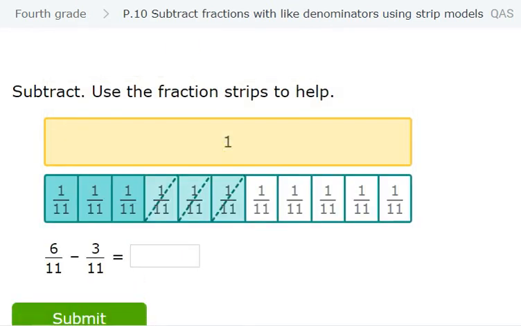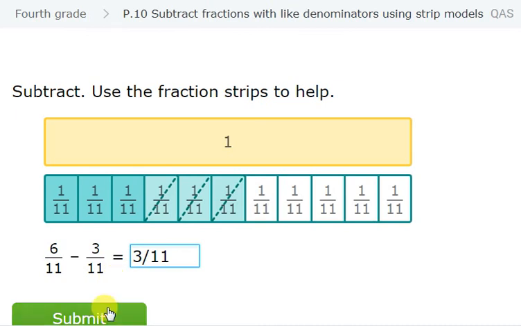Okay, this is the last question that we are solving, but before I solve it, I would like you to solve it and give your answer to yourself. I hope you have paused this video and solved this. 6/11: you can see that's 1, 2, 3, 4, 5, 6. We have 6/11 parts, and we need to subtract 3/11 from them. So we have subtracted, and we are left with 3/11. So we will write 3/11. Again the same pattern occurs.